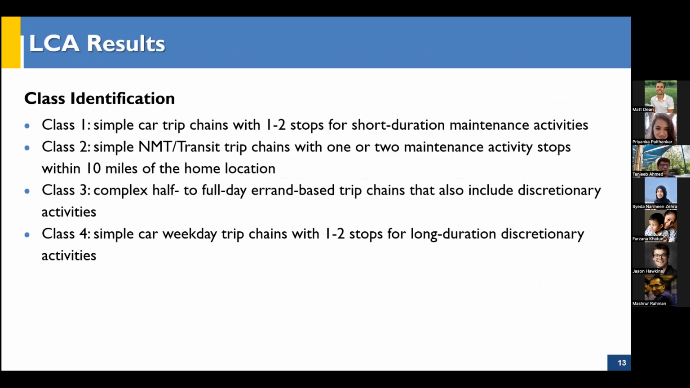So we identified 4 classes. Class 1 is the simple trip chains with 1 to 2 stops for short duration maintenance activities. Class 2 is a simple NMT transit trip chain with 1 or 2 maintenance activity stops within 10 miles of home location. We find class 3 as the most complex half to full day trip chain class that also includes discretionary activities. And class 4 is a simple weekday trip chain with 1 to 2 stops for long duration discretionary activities.